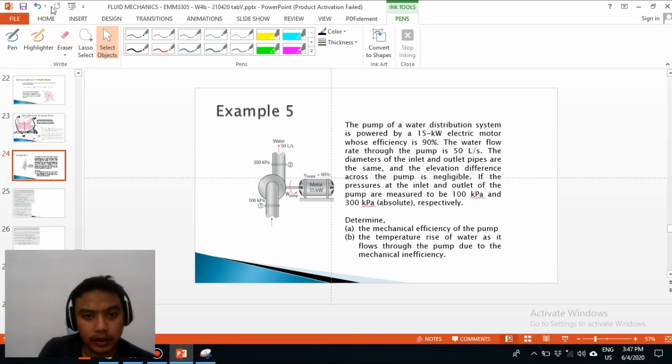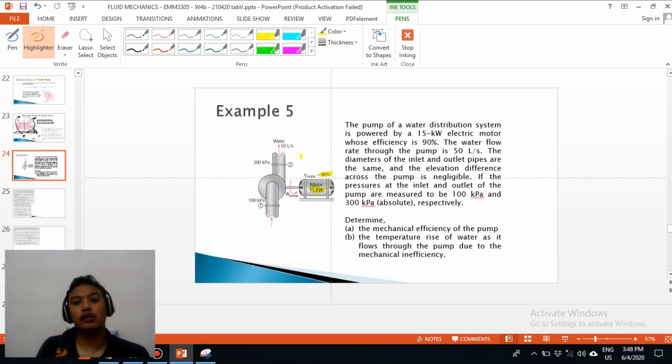Okay, we go for the next example. The first example is about a pump. The pump of a water distribution system has 15 kilowatts of power, with an efficiency of 90%. The flow rate through the pump is about 5 liters per second, and there is no change of diameter at inlet and outlet. The pressure is 100 kilopascal at the inlet and 300 kilopascal at the outlet. Question number one is to calculate the mechanical efficiency. Number two is the temperature rise of water as it flows through the pump due to the mechanical efficiency.